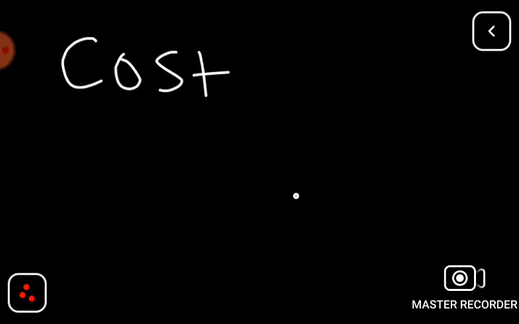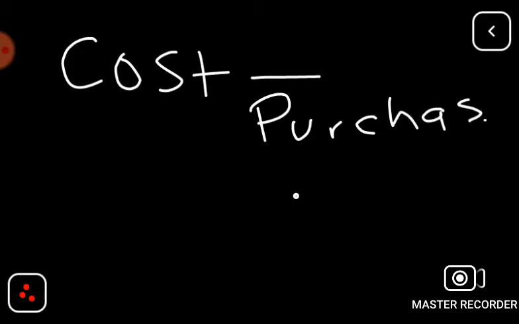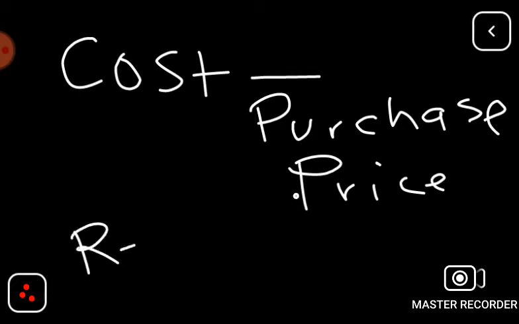What cost are we talking about? The cost of that fixed asset, so the purchase price. So here we just look at the purchase price of a fixed asset. What else? We're looking at the residual value.